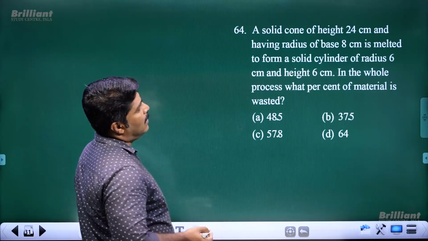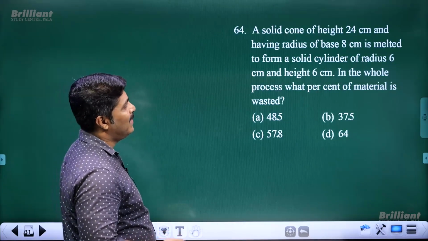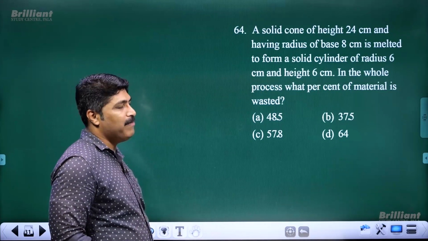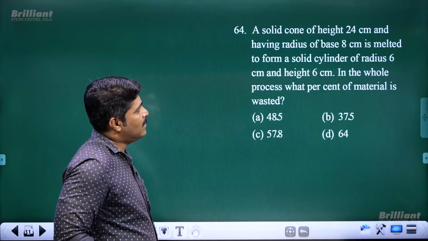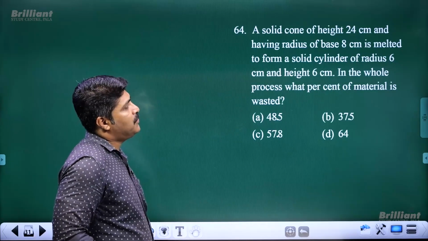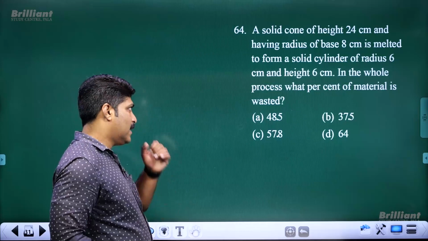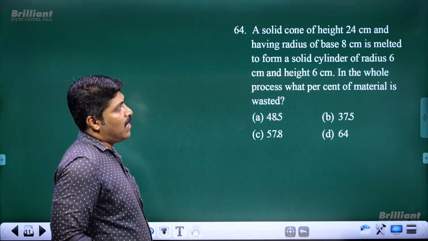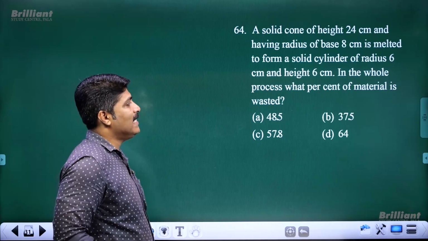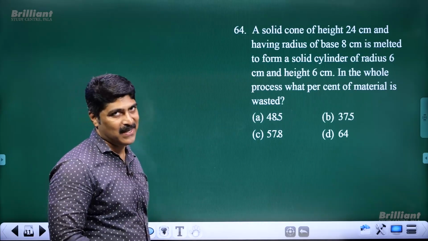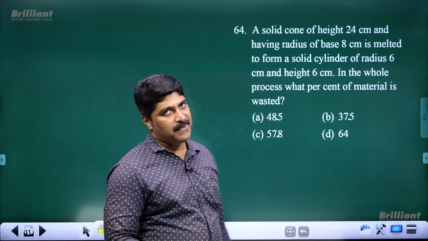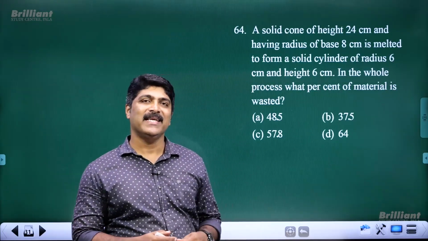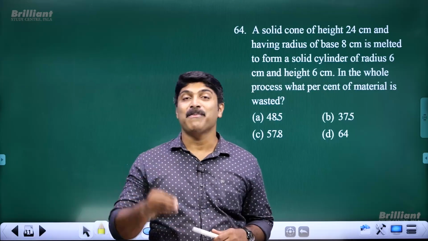A solid cone of height 24 centimeter and radius of base 8 centimeter is melted to form a solid cylinder of radius 6 centimeter and height 6 centimeter. In the whole process, what percent of material is wasted? That's an interesting question. What is the importance of this kind of question here? You have to recall all those geometrical results.